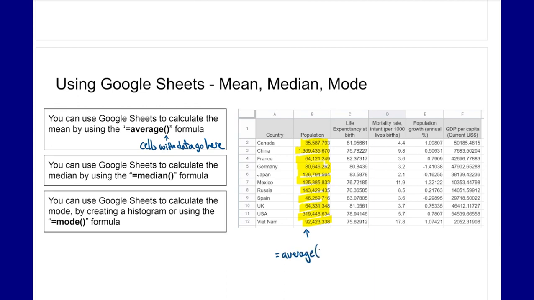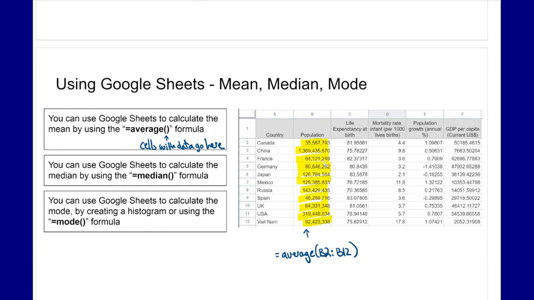And it would say B2 to B12. So that's basically saying find the average of all the numbers in B2 to B12. And if I highlighted a different thing, it might be C2 to C12, D2 to D12, things like that. The same thing applies when I'm looking at the median or the mode.